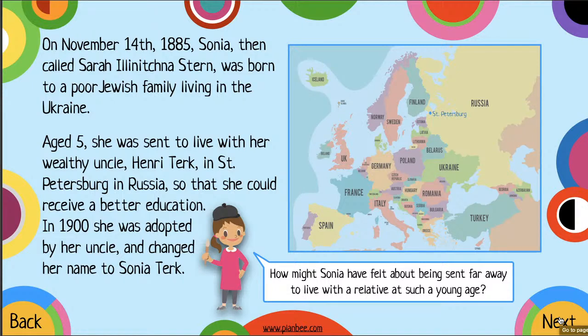So, she was born to a poor Jewish family living in the Ukraine. Can you see the Ukraine on this map of Europe? Aged 5, she was sent to live with her wealthy uncle in St. Petersburg in Russia so that she could receive a better education. And in 1900 she was actually adopted by her uncle and she changed her name to Sonia Turk. Goodness, can you imagine, aged 5, how Sonia must have felt being sent far away to live with another relative?